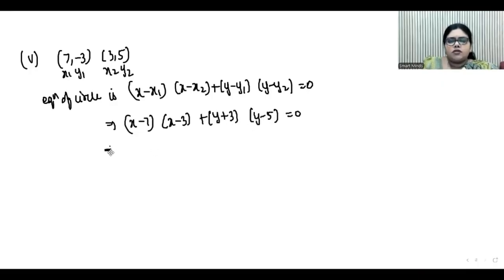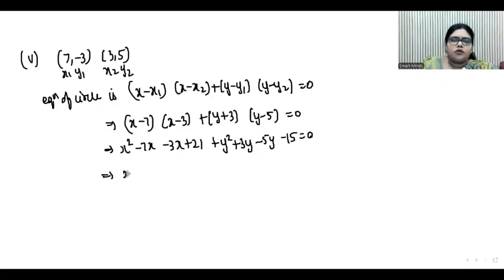0. So you get x square minus 7x minus 3x plus 21 plus y square plus 3y minus 5y minus 15 is equal to 0. So you get x square plus y square minus 10x minus 2y plus 6 is equal to 0. This is the final answer.